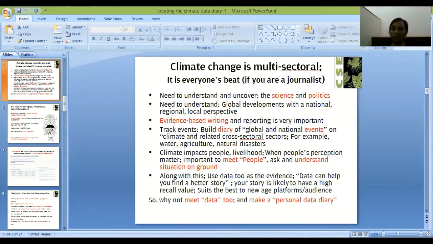And therefore, each one of us needs to understand and uncover the science and politics of climate change. We need to understand the global developments with the national, regional, and local perspective. As you must have heard by this time, what Richard Mahapatra has already informed you of, how climate change is a global subject, but has a local impact. Similarly, a local climate development will also have an impact on the global scenario, which means we have to understand it from both the perspectives.